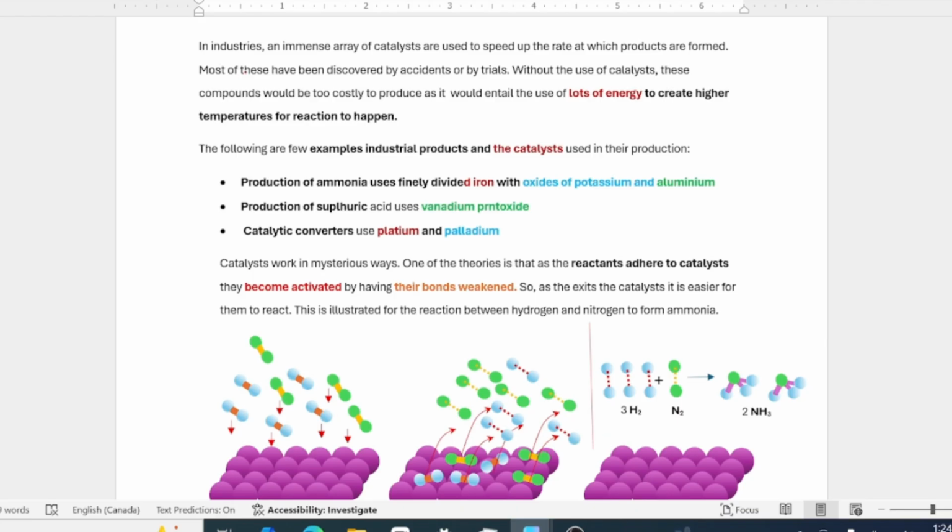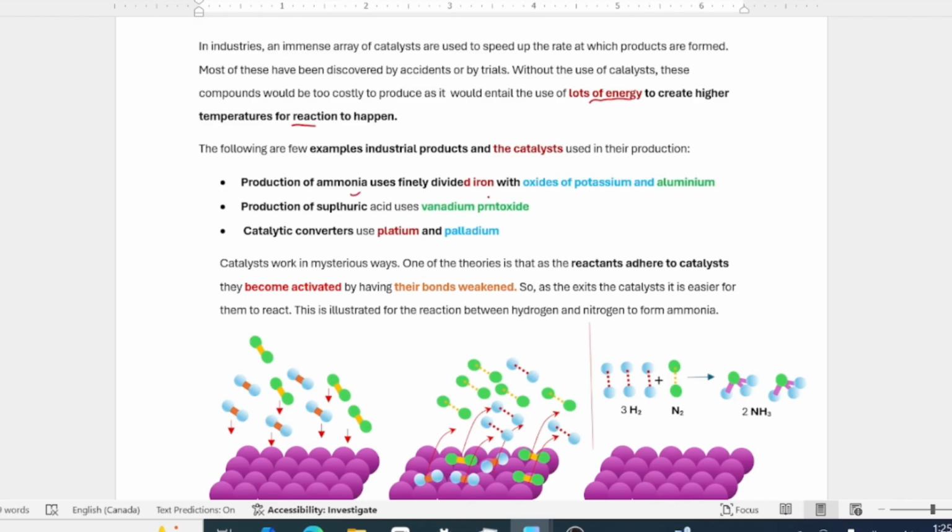In industries, an immense array of catalysts are used to speed up the rate at which products are formed. Most of these have been discovered by accidents or by trials. Without these catalysts, these compounds would probably be too costly to produce, as it would entail the use of lots of energy to create higher temperatures for the reactions to happen. The following are a few industrial products and the catalysts that are used in the production.